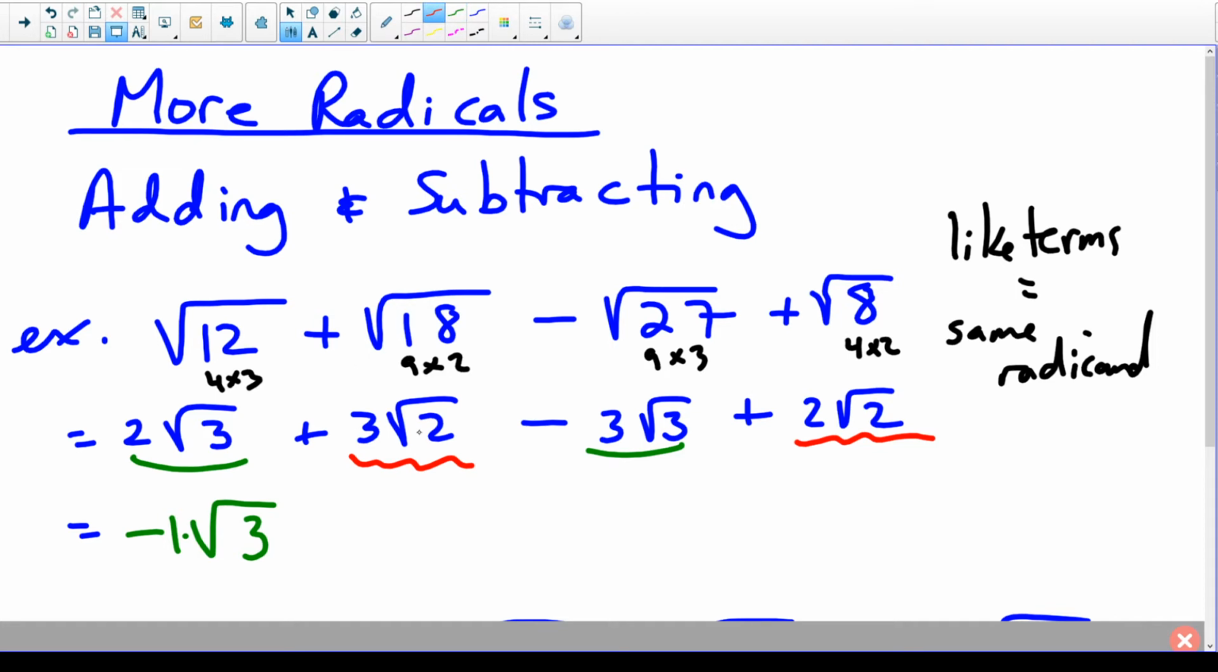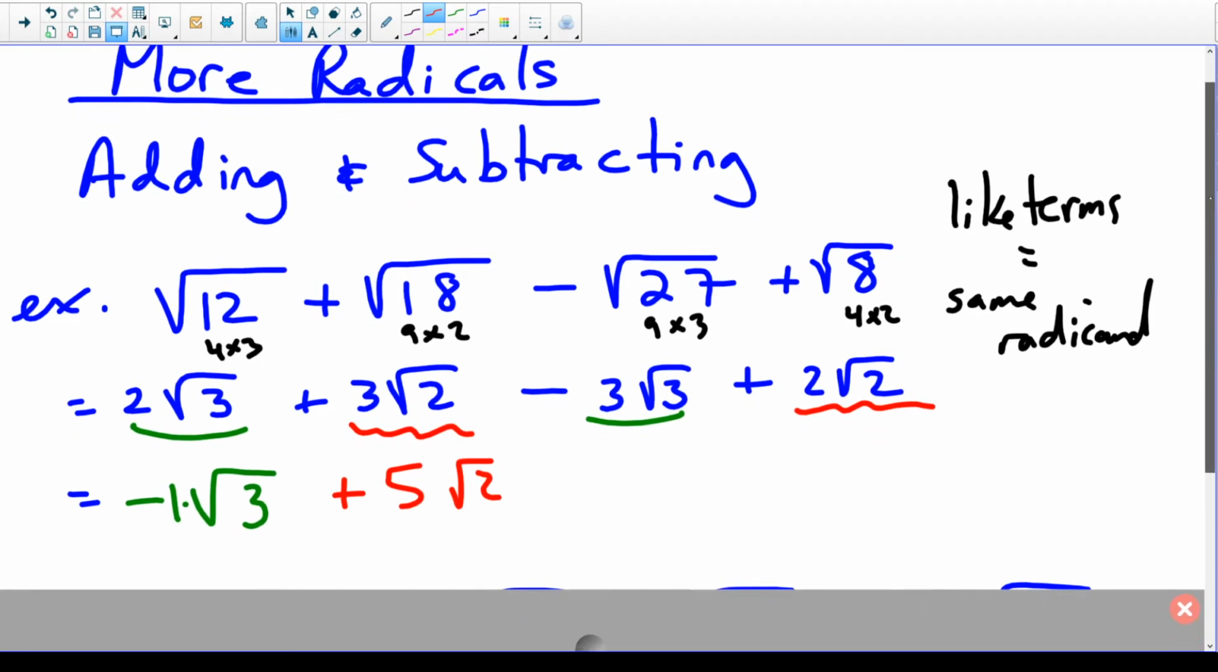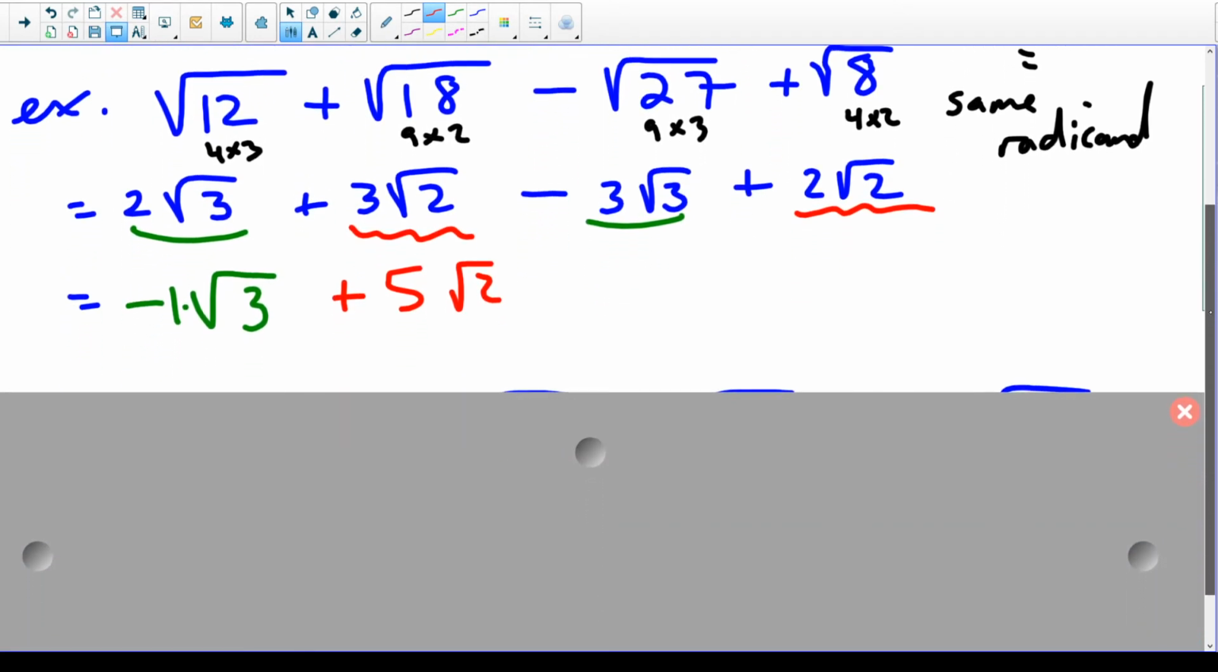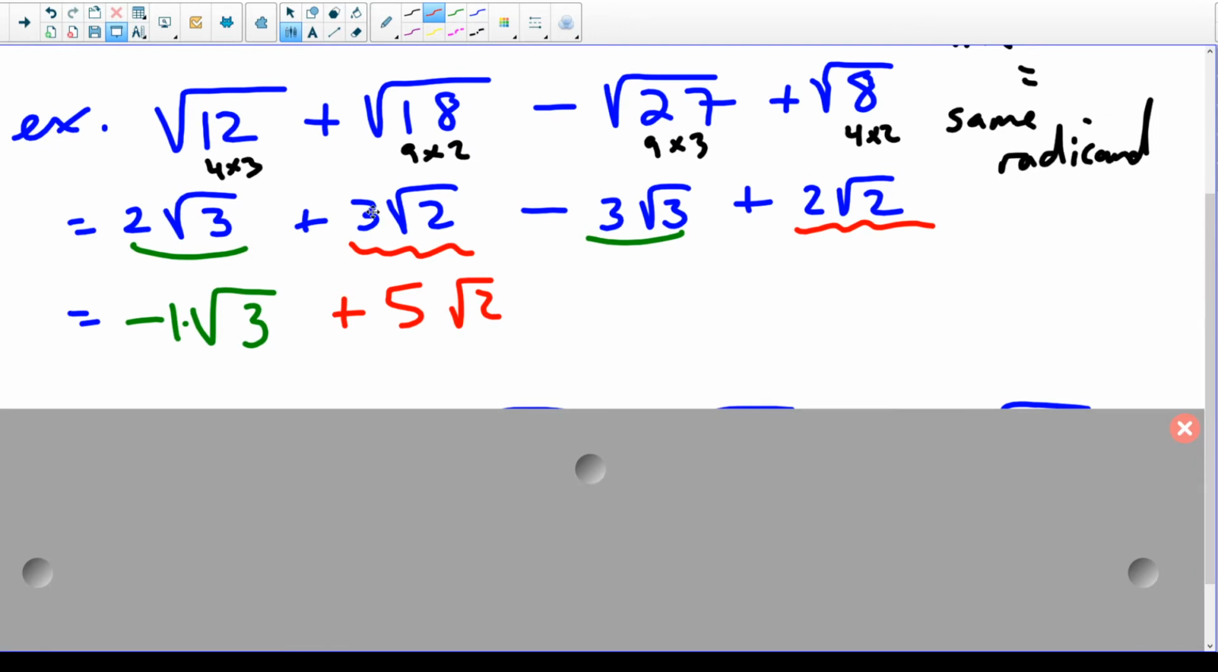And then if we look at the other terms, 3 root 2 plus 2 root 2, how many root 2s do we have? 3 plus 2 is 5. It's still an addition, so you have to write plus 5, the plus specifically, okay? But that is basically all that we're doing for adding and subtracting these kinds of scenarios. Okay, so that's why I'm saying that this is not a very complicated lesson, as long as you understand all of this stuff. All right, so we have to have like terms with common radicands, and then we group up how many we have.